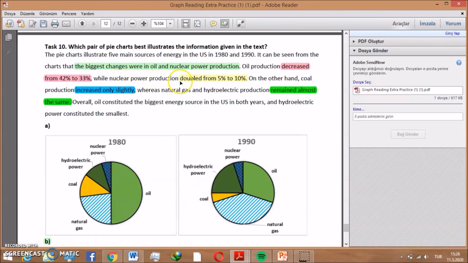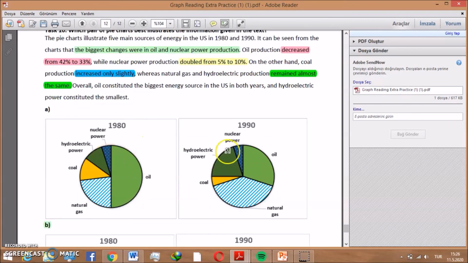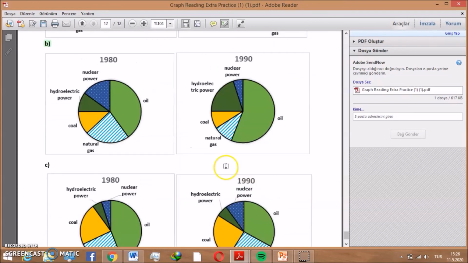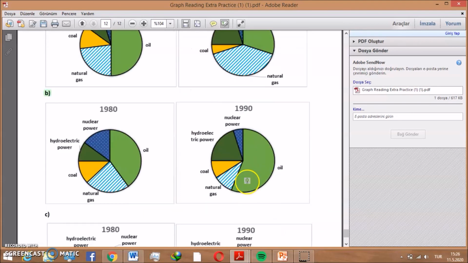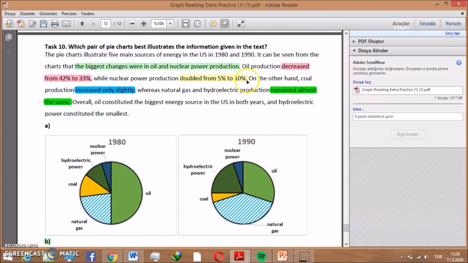While nuclear power production doubled. Doubled means it was 5. Now, I mean, in 1990, it is 10, let's say. So nuclear, 5, 10. So there is no change actually here. So let's look at C. This is 5, this is 10. This seems to be bigger than this. So again, C seems to be a better option.